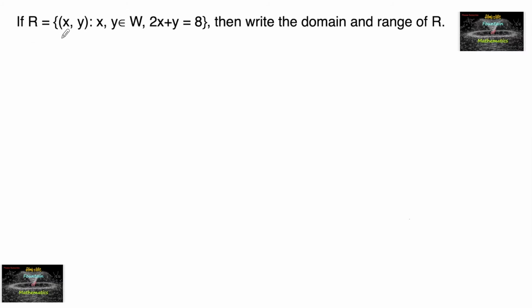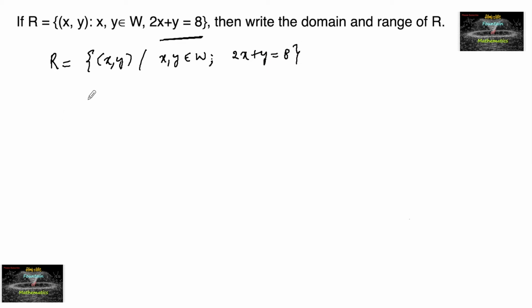If R is equal to a set of ordered pairs (x, y) such that (x, y) belongs to W, the whole numbers, and 2x + y = 8, then write the domain and range of R. R is equal to {(x, y) such that x, y belong to whole numbers and 2x + y = 8}. Since the relation is given, 2x + y = 8, or y = 8 - 2x.